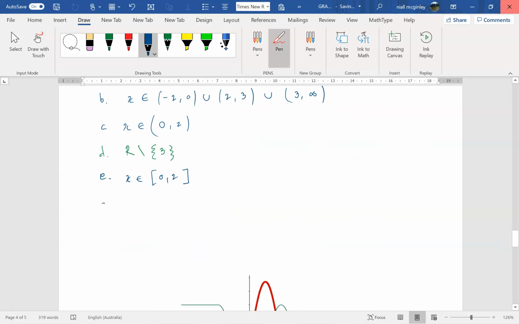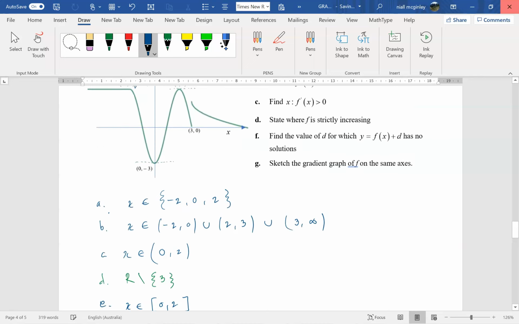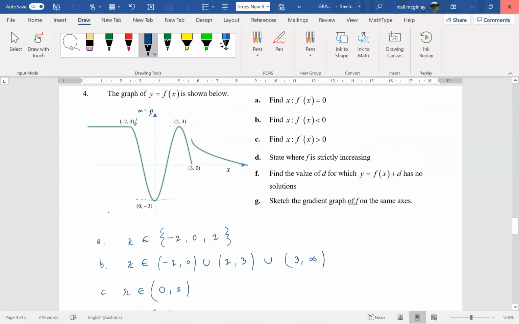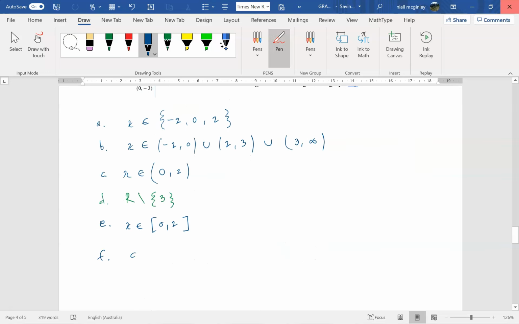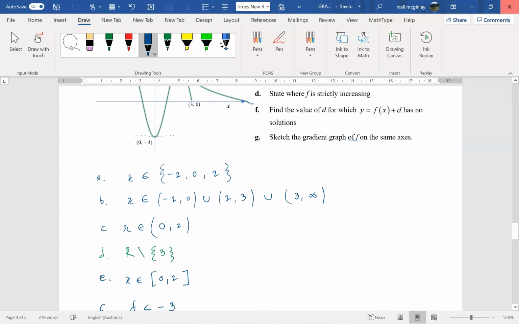And the last part here, so we've got a vertical translation. We want to find out where there's going to be no solution. So if we move this graph up, no matter how much we move it up, we're always going to have a solution because of this part here. We'll be going down to negative infinity. So the only way that we're going to have no solutions will be to move the function downwards. And we'll have to move it down more than 3 for there to be no solutions. So d will have to be less than negative 3, and then we'll have no solutions in this function.